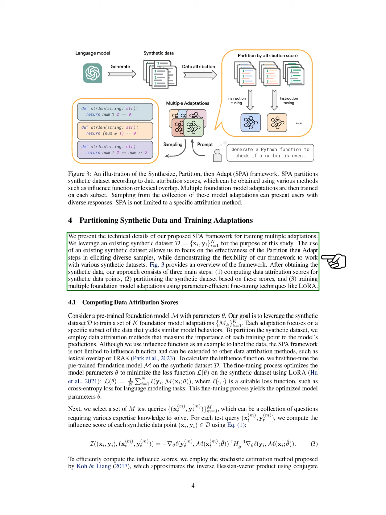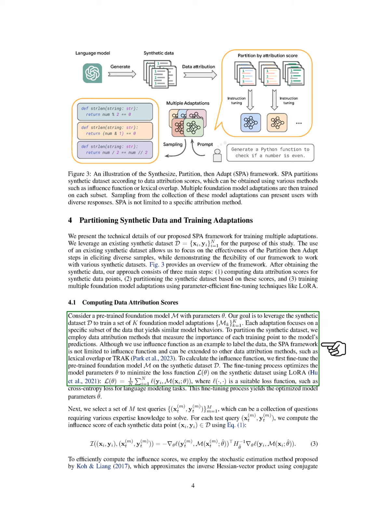Our approach involves three main steps. First, we compute data attribution scores for the synthetic data points. Second, we partition the synthetic dataset based on these scores. And third, we train multiple adaptations of a foundation model using efficient fine-tuning techniques. To compute data attribution scores, we start with a pre-trained foundation model and aim to train a set of adaptations that focus on specific data subsets with similar model behaviors.